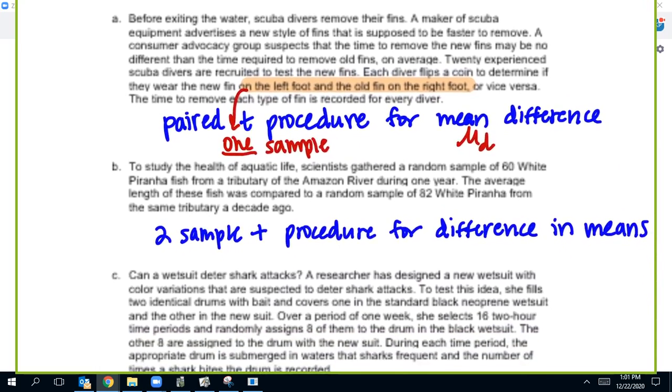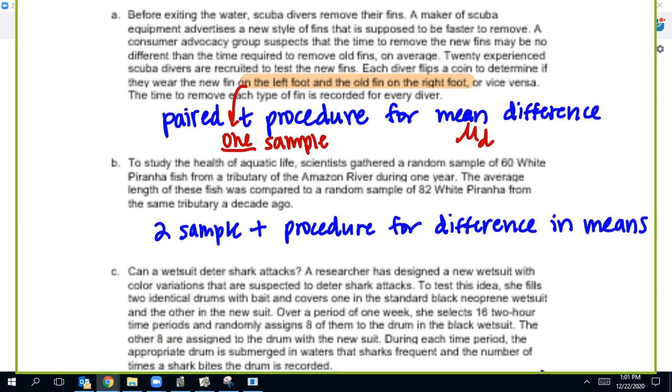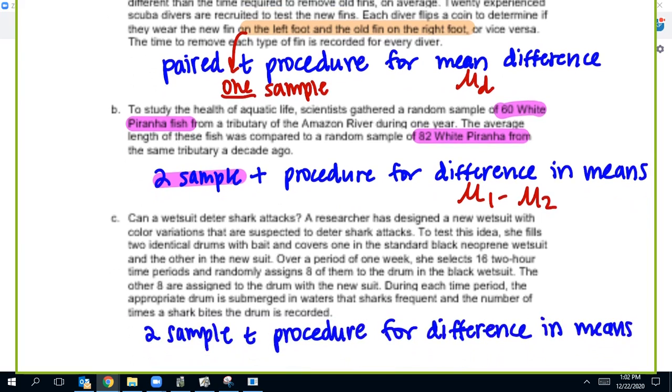For letter B, this one's really easy to tell because we have 60 white piranha fish, and then we have 82 white piranha. So that's 2 different sample sizes, which means it's clearly 2 sample. And then I just want to show you the notation. Mu1 minus mu2, difference in means. So mean difference and difference in means have different symbols.